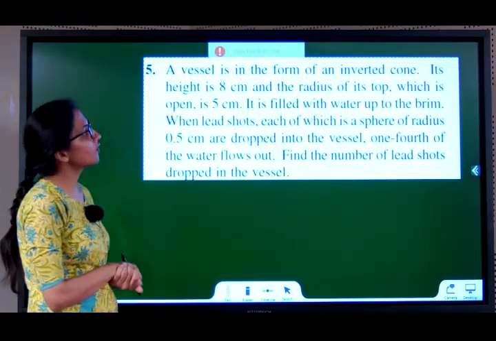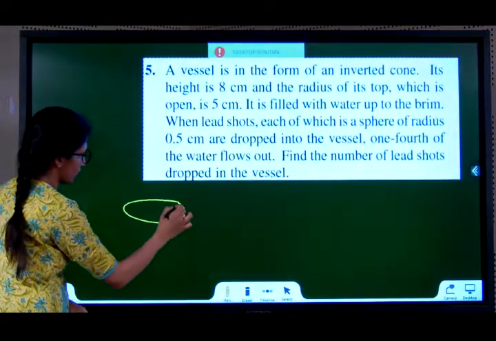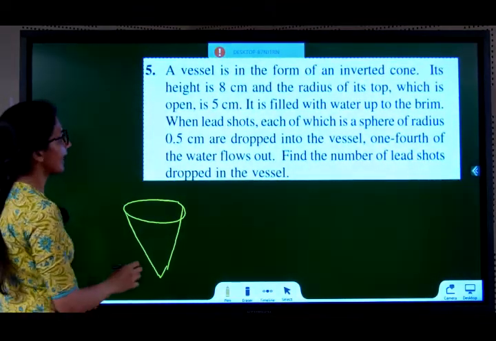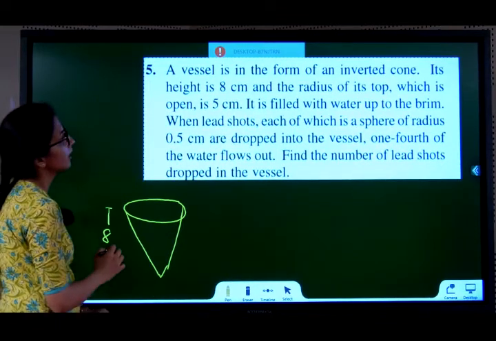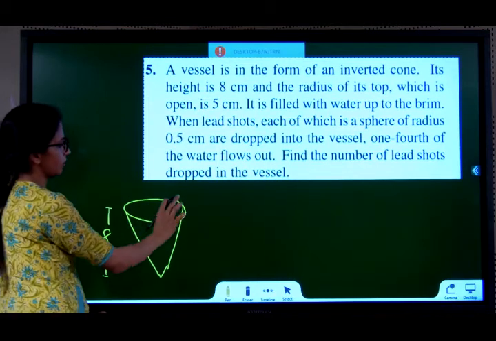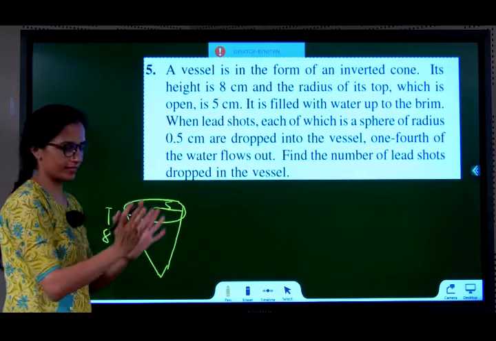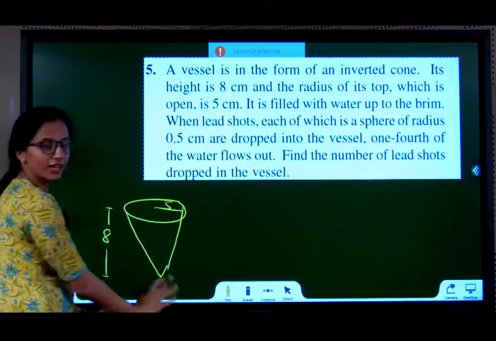A vessel is in the form of an inverted cone. So it's an ulta cone. Its height is 8 centimeters and the radius of the top, which is open, there's no lid, is 5 centimeters. So it's an empty vessel in the form of a cone. It is filled with water up to the brim. Full, we have filled it with water.